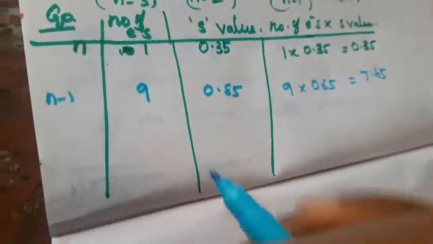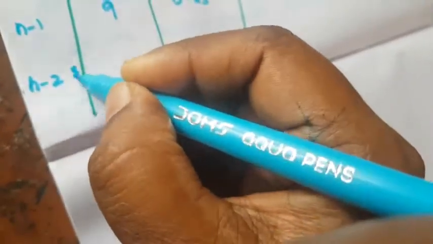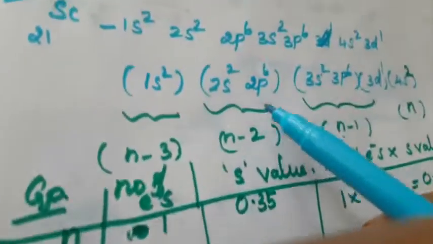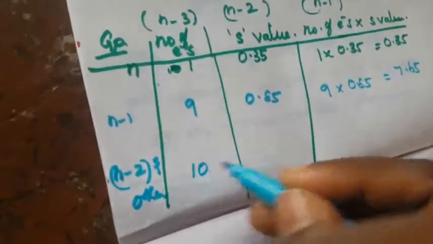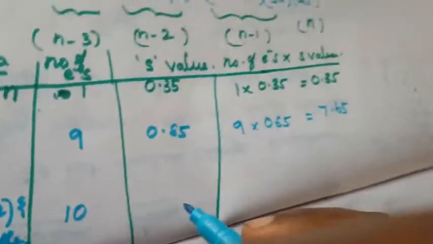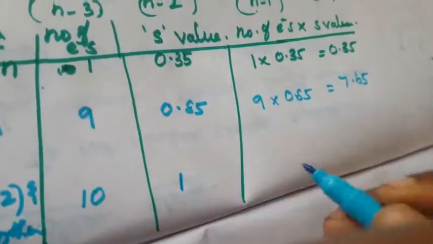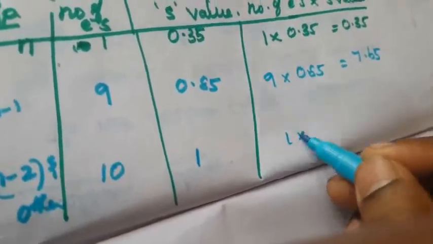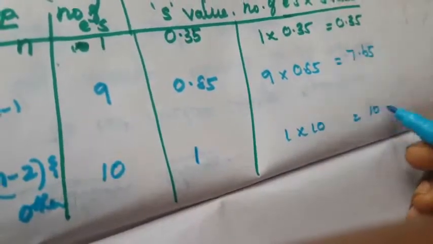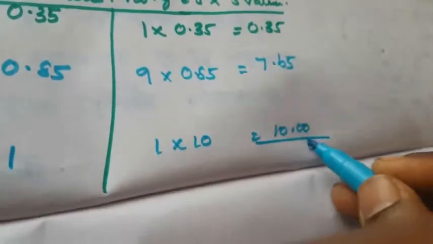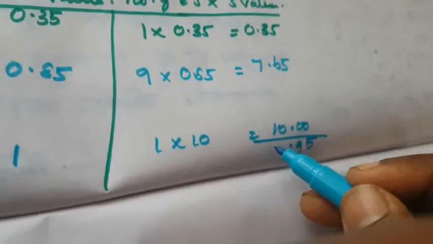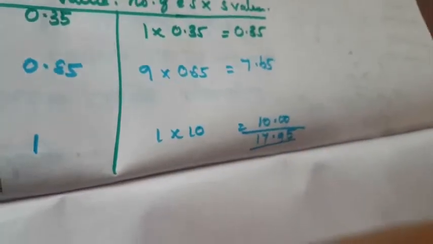So the next shell is n minus 2 and others. How many electrons are there? 6 plus 8 plus 2, that is 10 electrons. For the 10 electrons, what is the S value? That is the value 1. So 1 multiplied by 10 equals 10. You add all those values and you can find the total value, that is 0.35 plus 7.65 plus 10, which is 17.95.